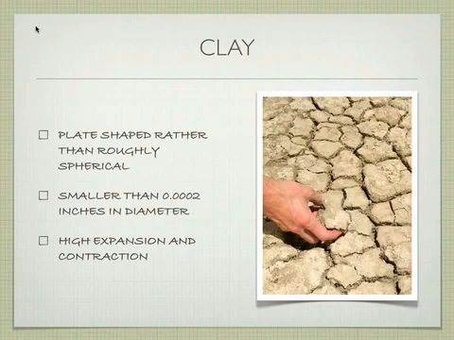Then we end up with clay. My guess is a lot of your houses are built on clay because clay is a very common soil around here. Clay doesn't have round spherical particles like sand does, or like gravel does, roughly. It has these little flat plates. Think of a dinner plate. It's flat but kind of round. That's the particle of clay, and it's really, really small, 0.0002 inches in diameter. And when you add water, it expands and contracts a lot.